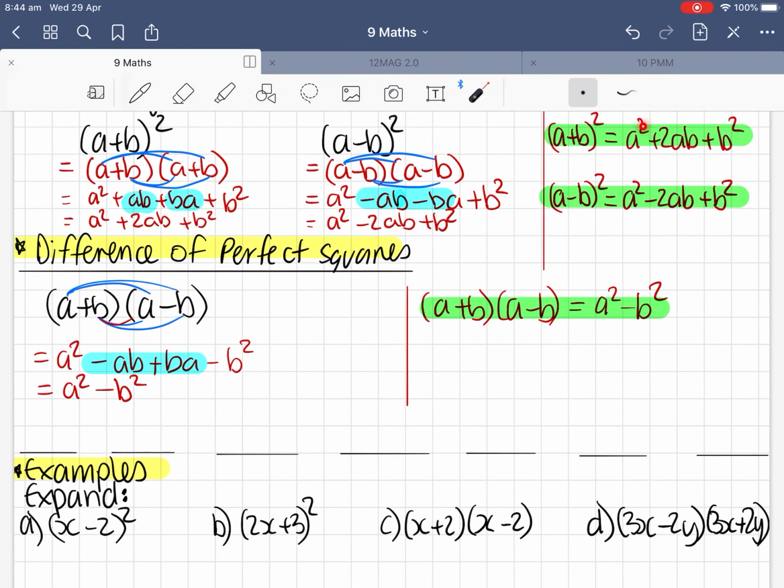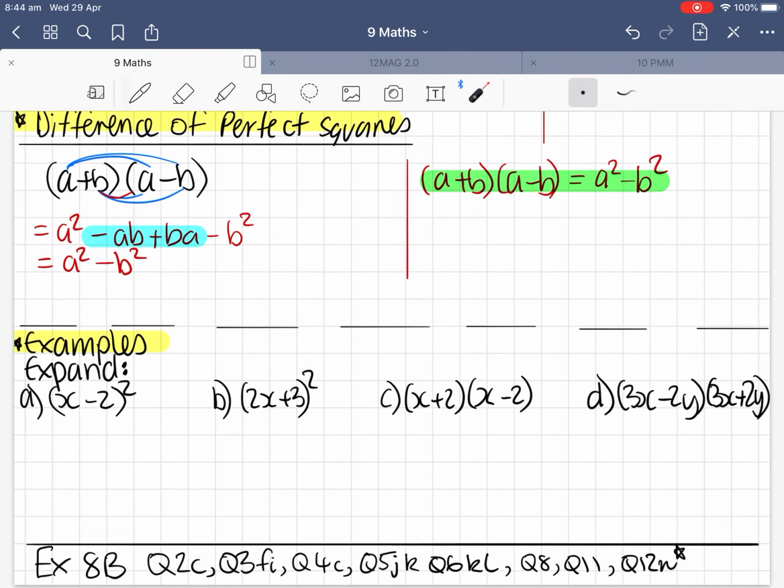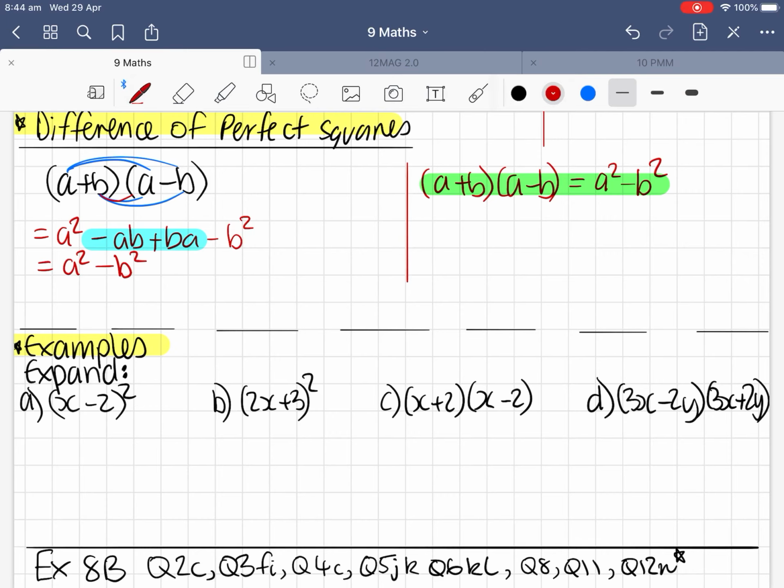Now, when it comes to your exam, you're welcome to jump straight into using these rules highlighted in green for your answer. But if you're not comfortable with them, just do what we did last lesson with the FOIL method, and that's absolutely fine. So I'm going to do it both ways. With this one here, I'm going to expand it completely, just because I can, not because I have to.